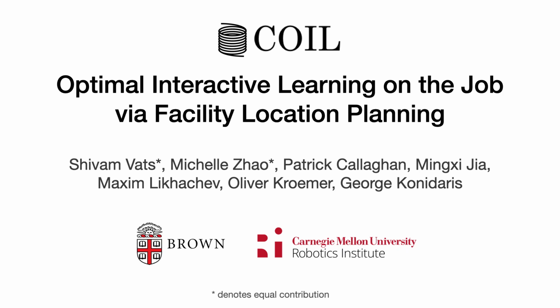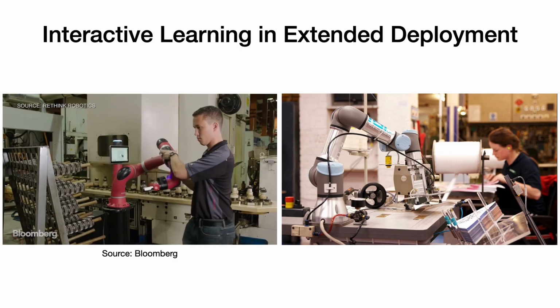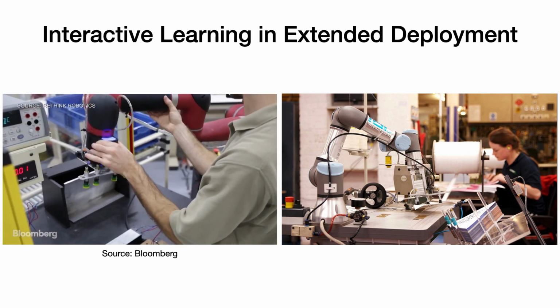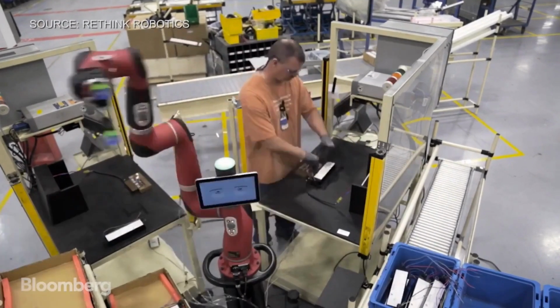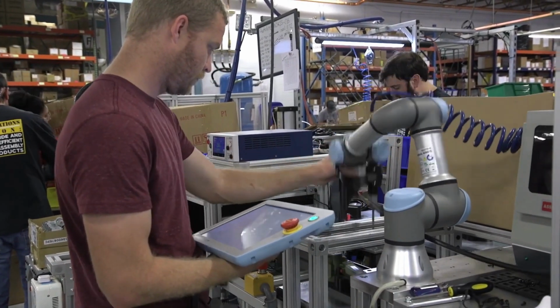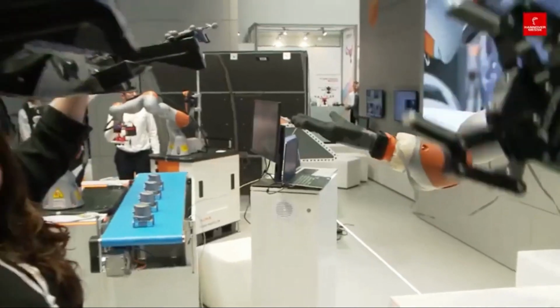Hello, I'm excited to present COIL, a framework for cost-optimal interactive learning that is designed for multitask interaction. COIL is designed for human-robot collaboration in factories of the future, which will be semi-automated, collaborative, and fundamentally human-centric. In factories, robots must work alongside humans to perform physical tasks over extended periods.